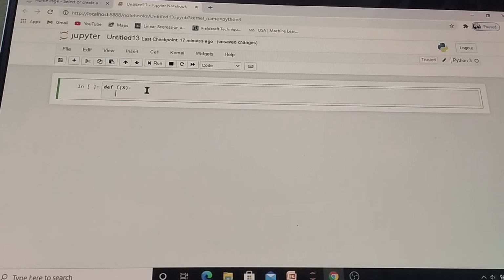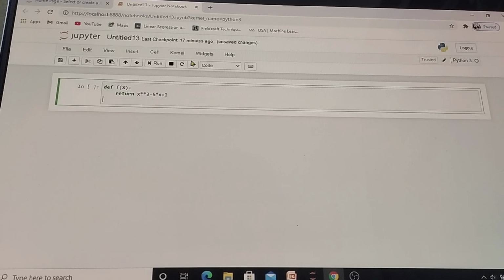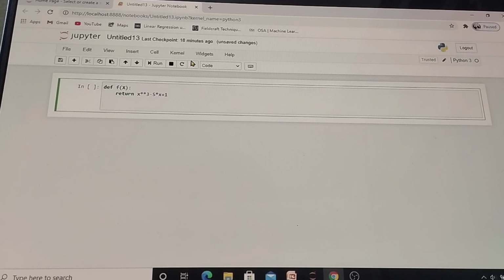Now what is the function here? If I am writing f of x, then what should be written in that function? That is x cube, right? The function is x cube minus 5 into x plus 1. This is my given function. Now after this, what will we do? I need the value of a and b. We can get the value of a and b by taking the input from the user.